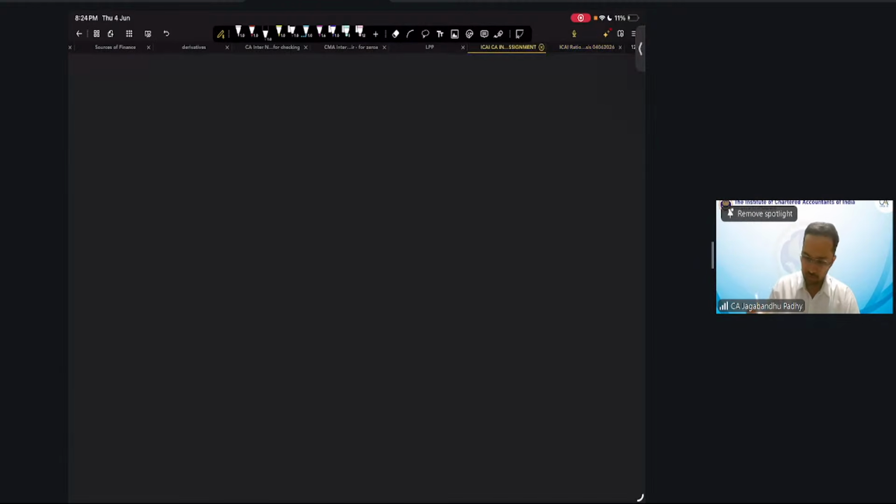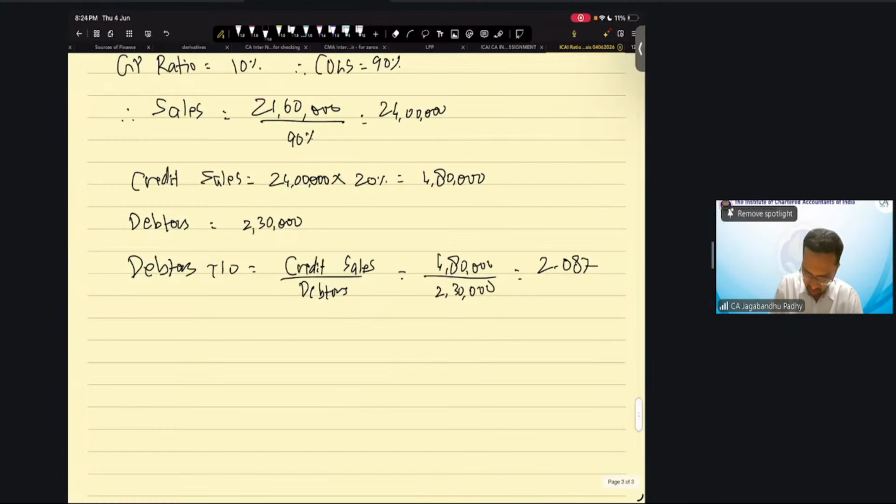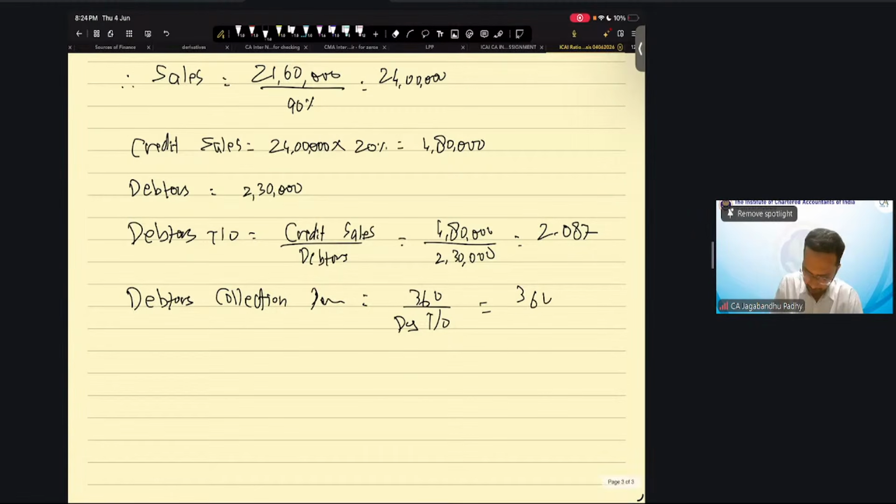Okay, then the question is, you have to compute the average collection period. So, debtors collection period. The formula for debtors collection period is 360 upon debtors turnover. So that's 360 divided by 2.087. So how much is 360 divided by 2.087?